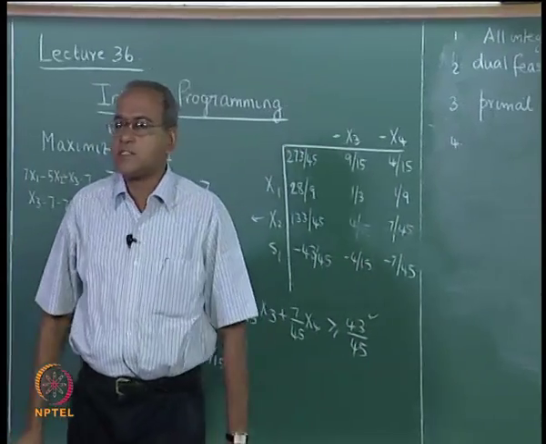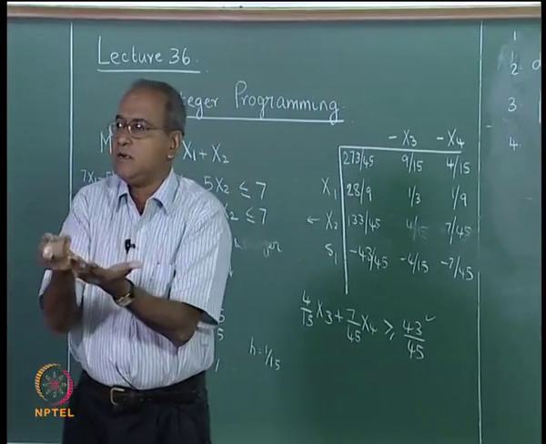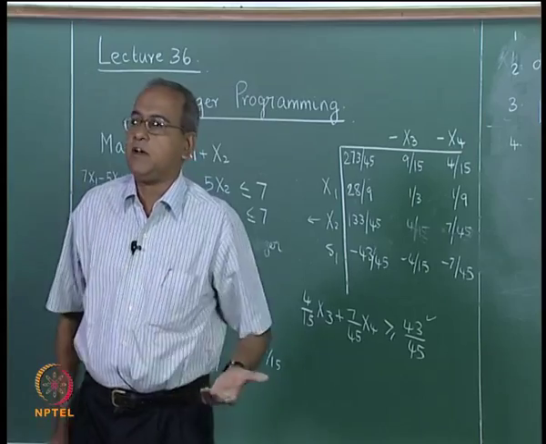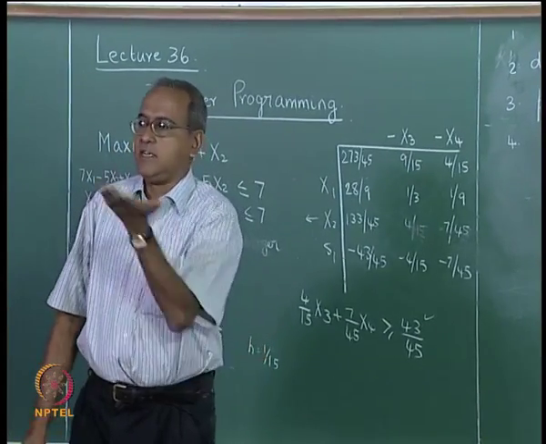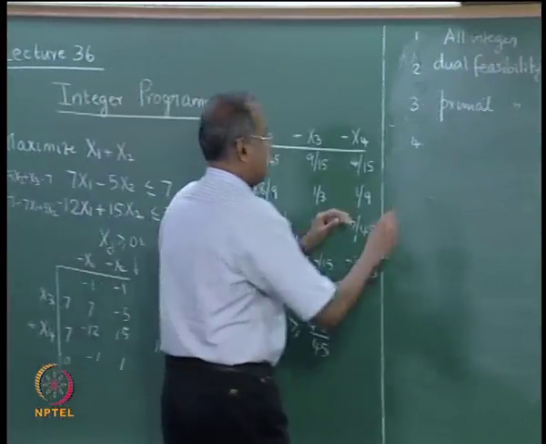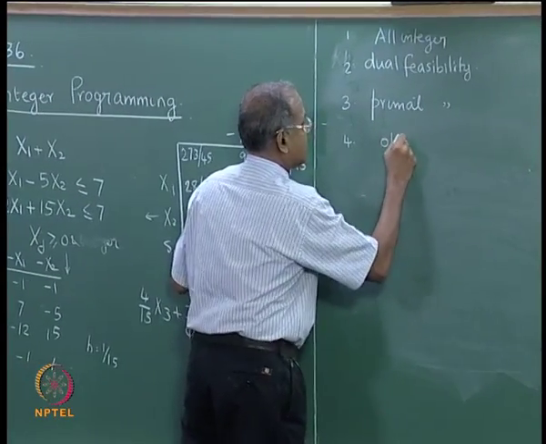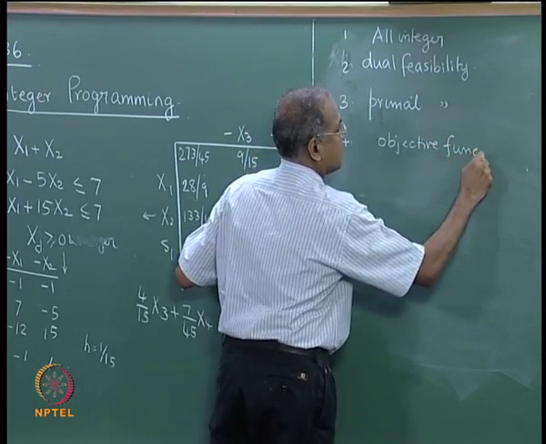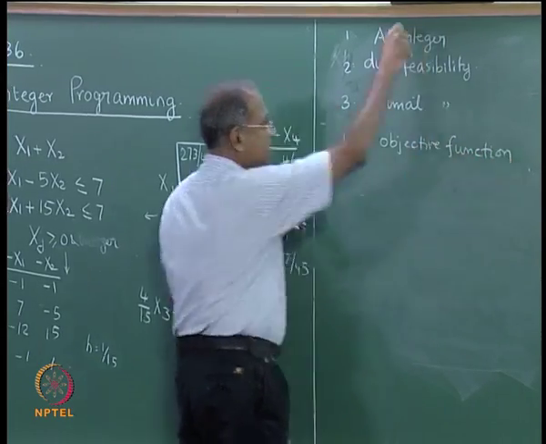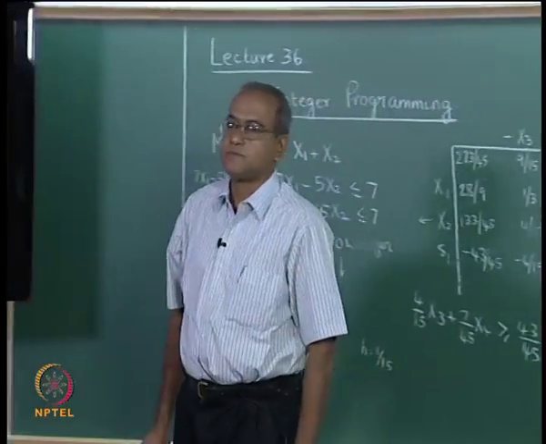And fourth, of course, is we want the objective function to increase or decrease depending on whether it is maximization or minimization. We want a large increase or decrease, so we are concerned about the objective function also. These are the four things that we want to do.